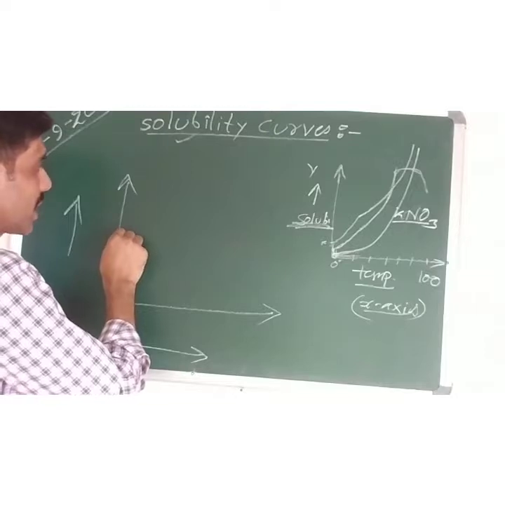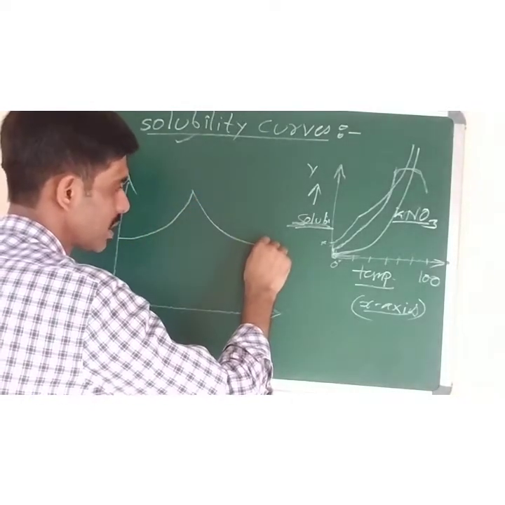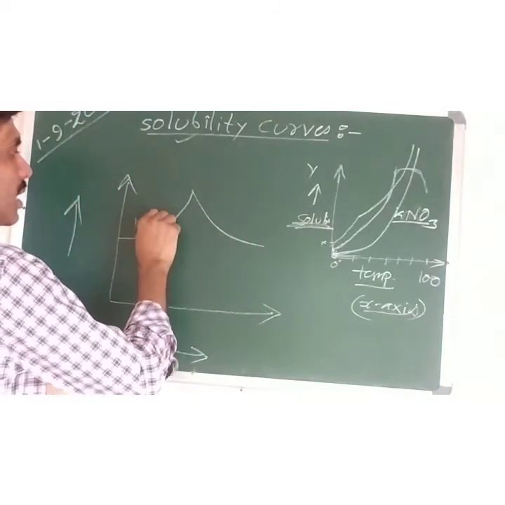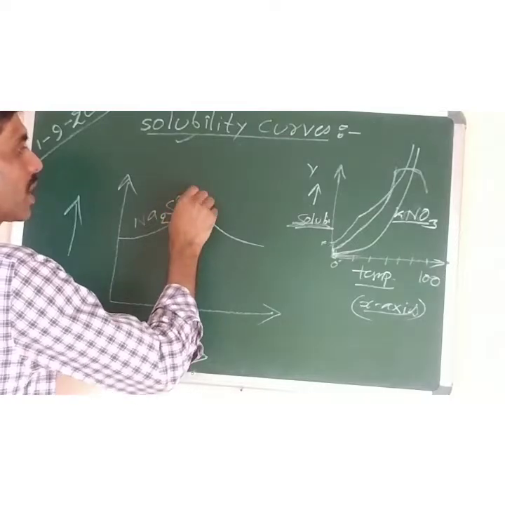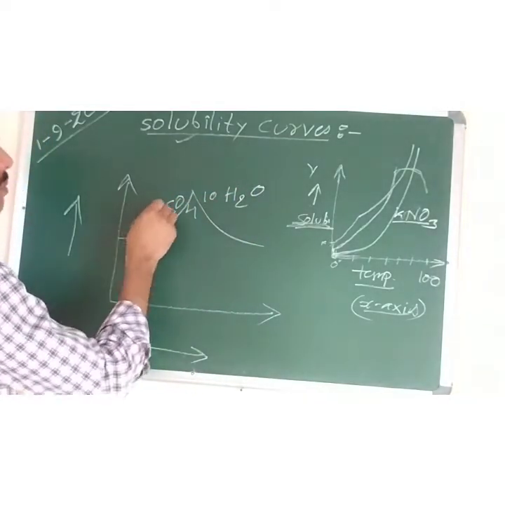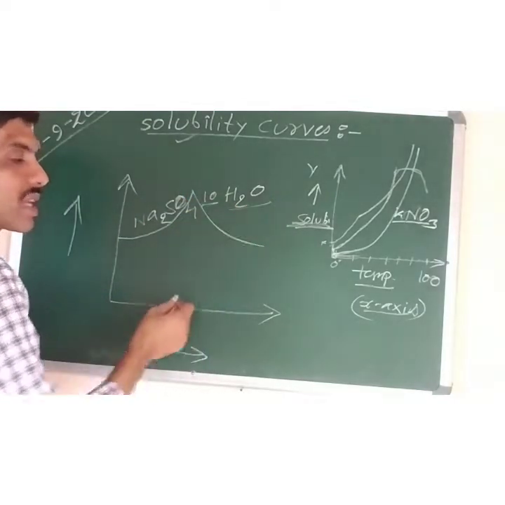It is shown that it rises gradually to a peak and after that it decreases. Now which substance is that? It is sodium sulfate, Na2SO4·10H2O. What is the meaning of this one? Sodium sulfate, SO4 is sulfate, 10 means deca, H2O means hydrate.